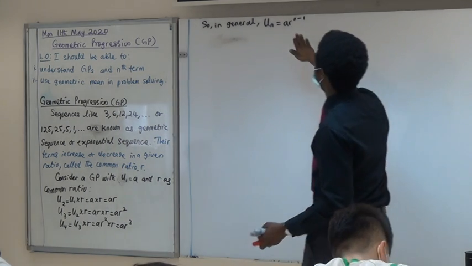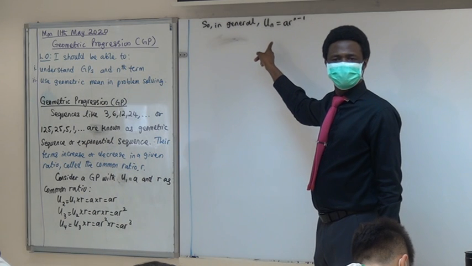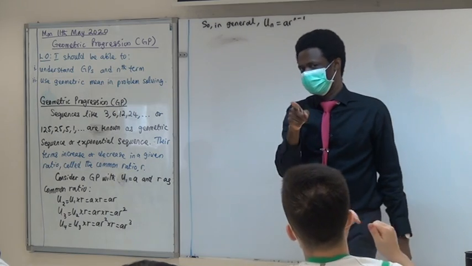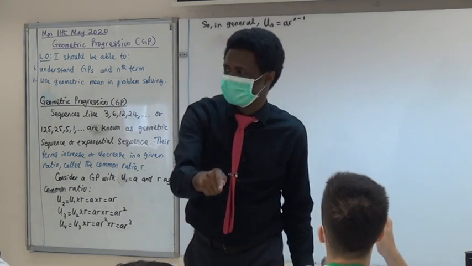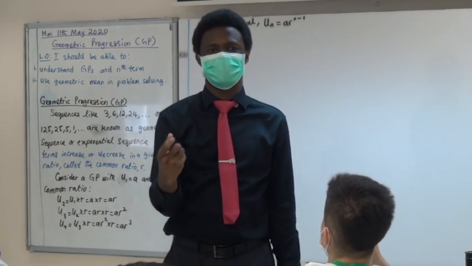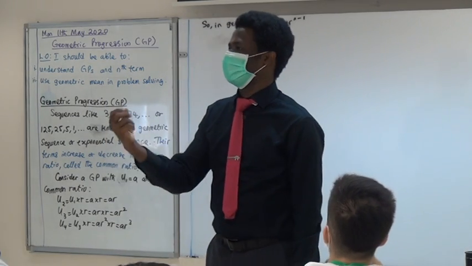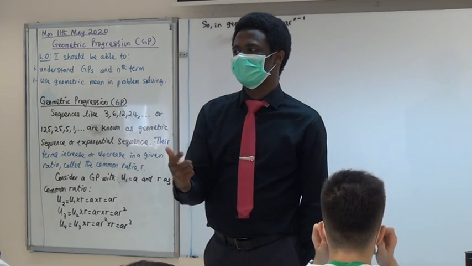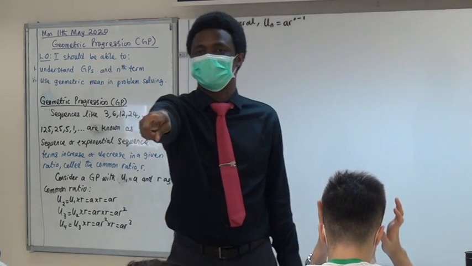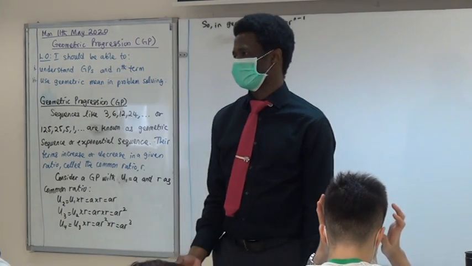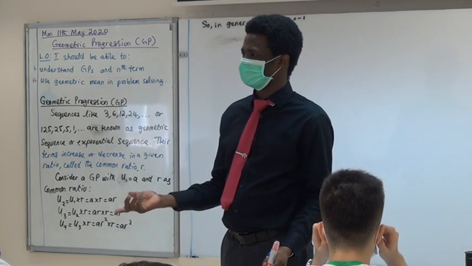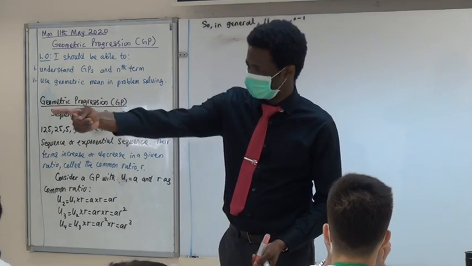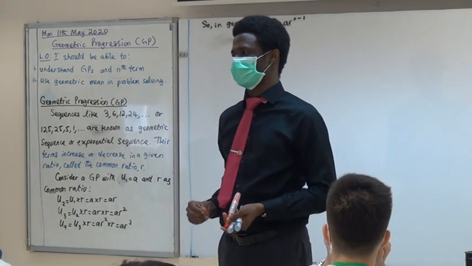So n in this case is called what? What does n represent here? The number of terms? No. The position. In the case of the nth term, n signifies the position. But in the case of the last term, n signifies the number of terms in the sequence, not the number of the last term. The last term only has one number. Position of the last term is the number of terms in the sequence.